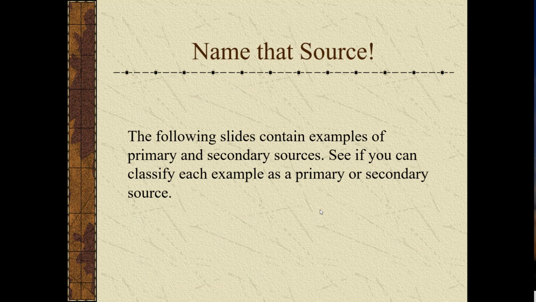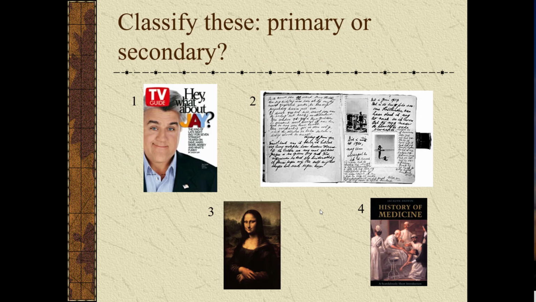Now, name that source. So on your notes, you have numbers, and the following slides have examples of primary and secondary sources. So see if you can classify each example as a primary or a secondary source, and you can just write P for primary or S for secondary. All right, number 1 is a magazine. TV Guide hasn't been around since you guys have been around. Number 2 is a diary or a scrapbook.